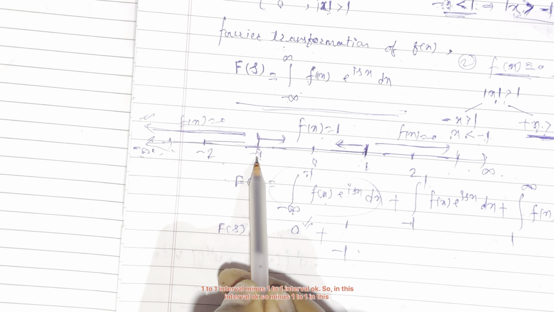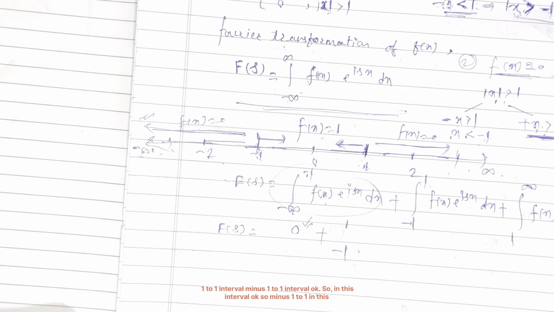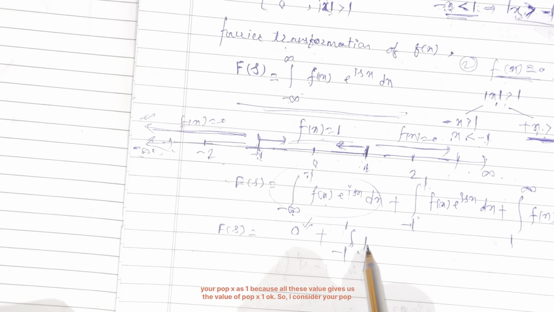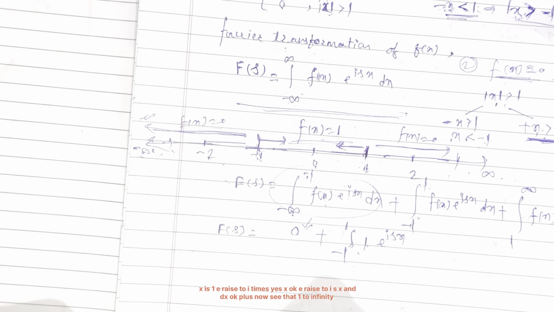Plus, for the interval minus 1 to 1, in this interval we take f of x as 1, because all these values give us f of x equal to 1. So I consider f of x is 1, and the integral of e raised to I times s x dx, plus.